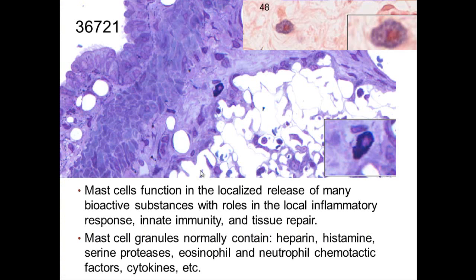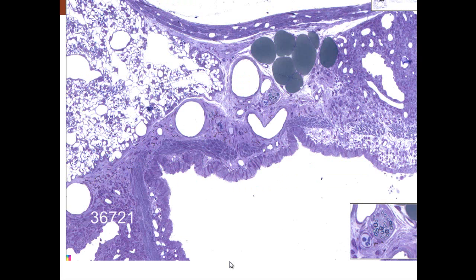There are other cells in the connective tissue, and here, in slide 48, we see a mast cell. Here is a light staining euchromatic nucleus, and we can see the granules. Mast cell functions in local release of many bioactive substances associated with the immune response, tissue repair. So mast cells, those granules contain heparin, histamine, proteases, eosinophil, neutrophil factors, as well as cytokines. So mast cells interact with these other cells by stimulating chemicals that react to them.